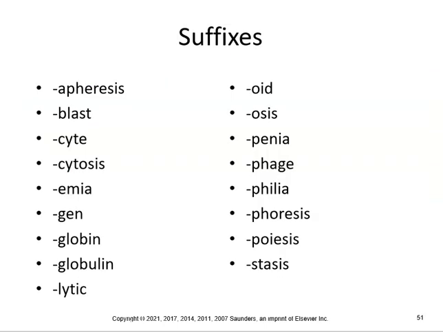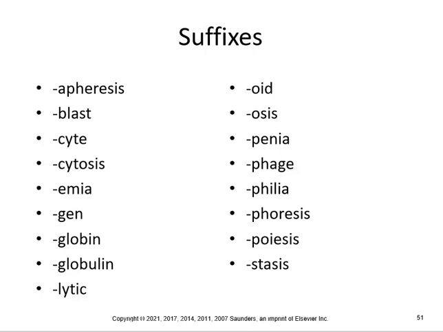So here are some suffixes that you might see. Remember: apheresis, blast, cyte, cytosis, emia, globulin, lytic, oid, osis, penia, phage, philia, phoresis, poiesis, and stasis. We kind of discussed those in chapters 1 and 2, so you might want to go back and review some of those.